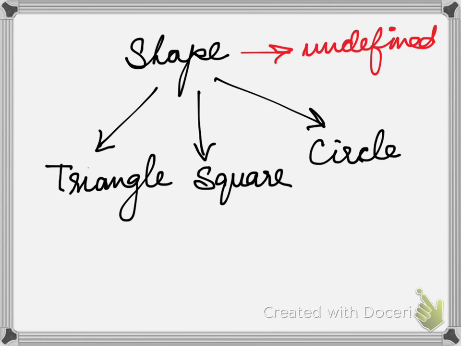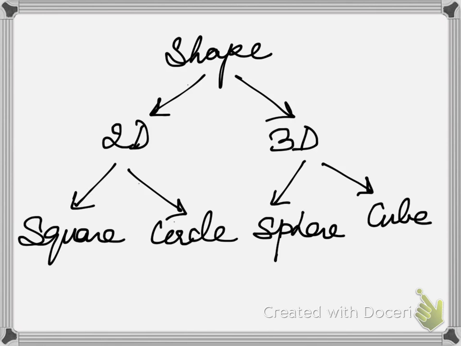We can have this hierarchy one level further, where I may have a shape which can be either a two-dimensional shape or a three-dimensional shape. Again, a two-dimensional shape may be a square or a circle, whereas a three-dimensional shape may be a sphere or a cube. So again, as we move down the hierarchy from shape to square, we become more and more specific. And in the same way, as we move up the hierarchy, we become more and more general. So we can safely say that a shape, 2D or 3D will not exist in the real world, but a square, circle, sphere or cube will exist.